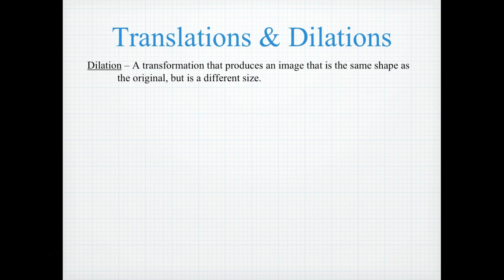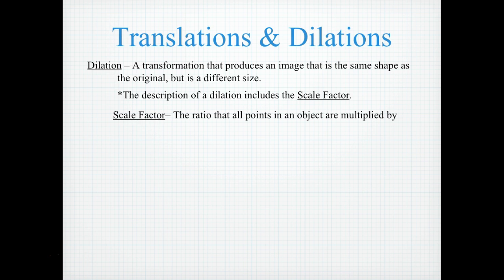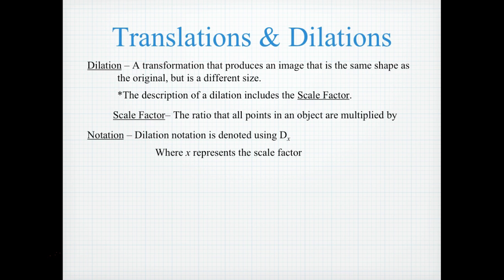The last transformation we're going to study is the dilation. And the dilation is a transformation that produces an image that is the same shape as the original, but is a different size. So the dilation is not an isometric transformation. The description of a dilation includes a scale factor. So the scale factor is the ratio that all points in an object are multiplied by. The notation is a capital D and a subscript X, where X represents the scale factor. And again, the scale factor is the ratio that all points in the object are multiplied by.